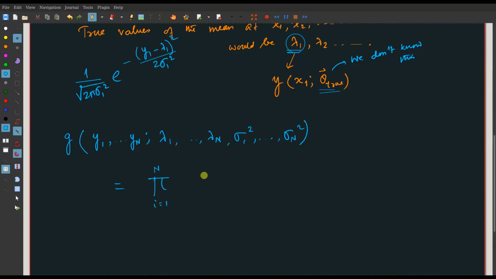So this is the product over i of 1 by square root of 2 pi sigma i square, e to the power minus (yi minus lambda i) whole square divided by 2 sigma i square. Okay, so this is the whole distribution.